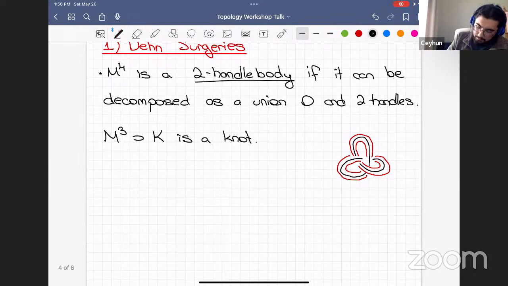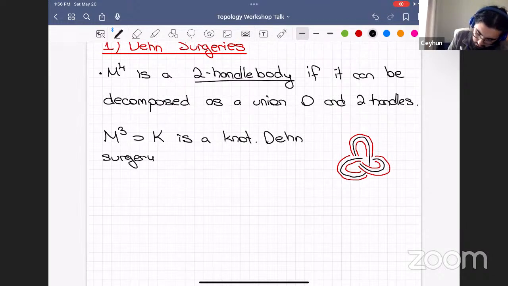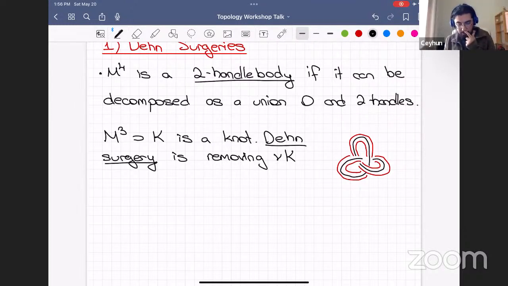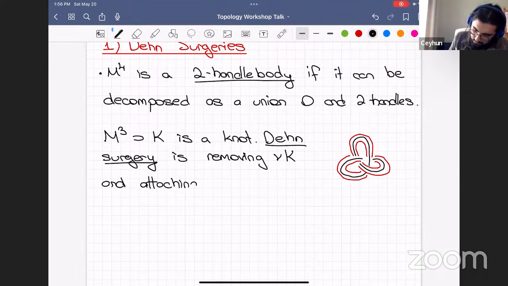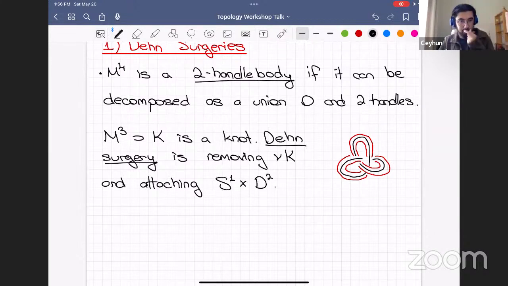So this is called a Dehn surgery. Dehn surgery is removing the tubular neighborhood of K, which we denote like that, and attaching S1 cross D2. That's what we're going to do.